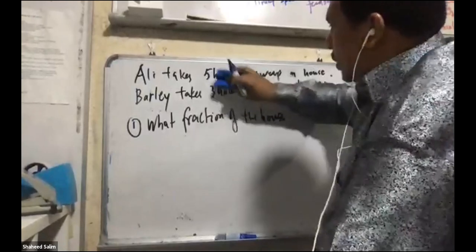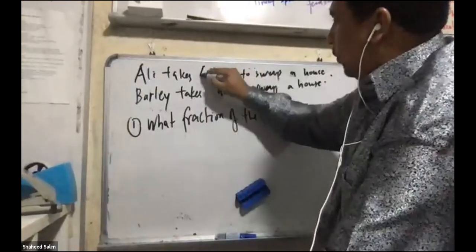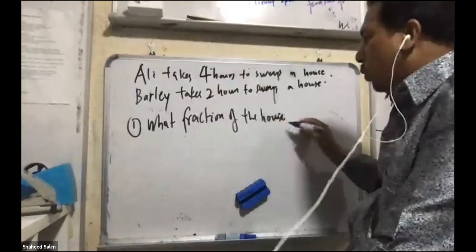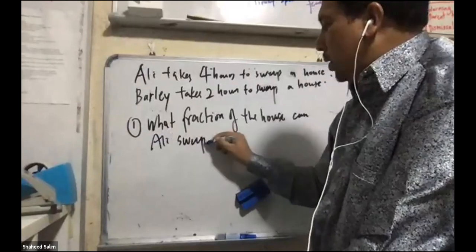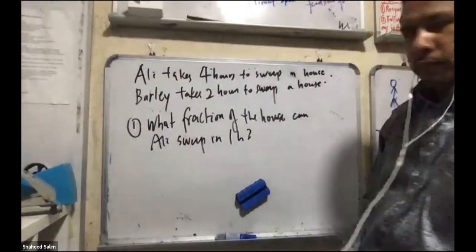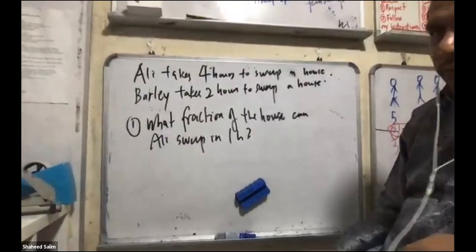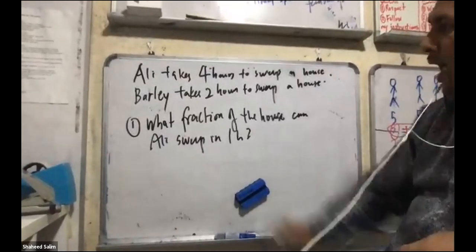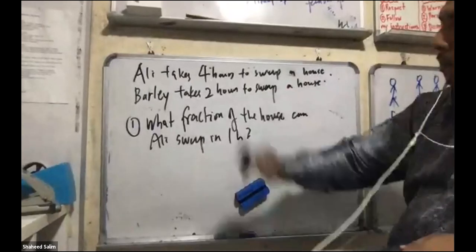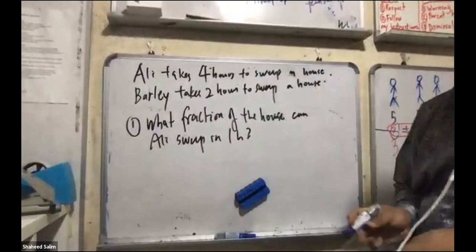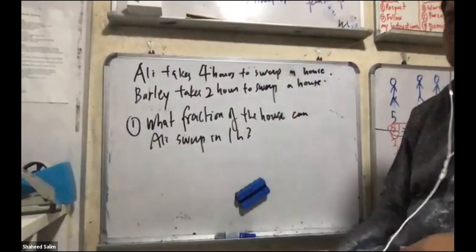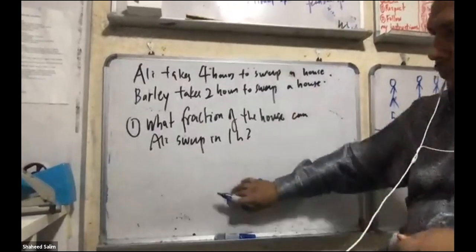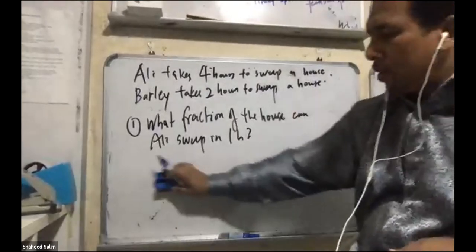Okay, I will just change this one and make it easy for you. 4 hours, 2 hours. What fraction of the house can Ali sweep in 1 hour? You tell me what's the answer for this one. Ali takes 4 hours to sweep a house. Bali takes 2 hours to sweep a house. He is a faster sweeper. Well, in 1 hour, what fraction of the house can Ali sweep? Anybody? 1/4. Well done.